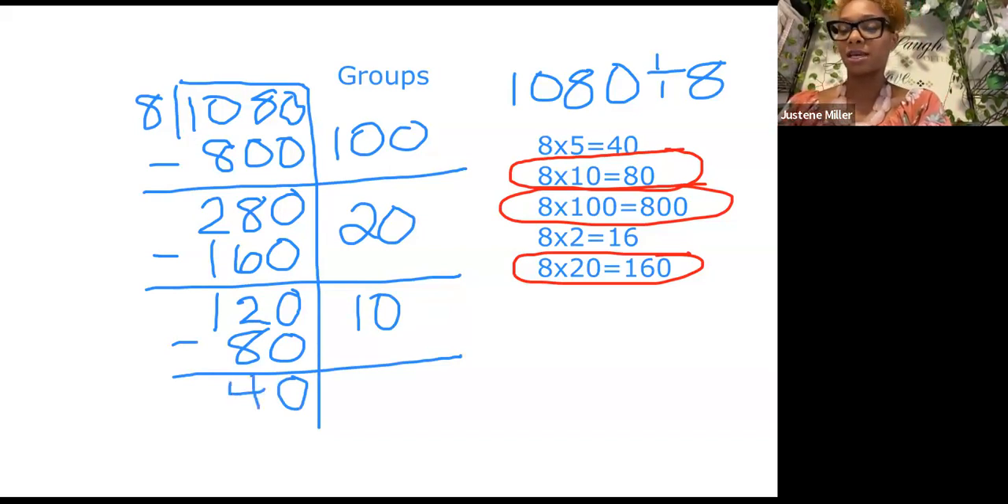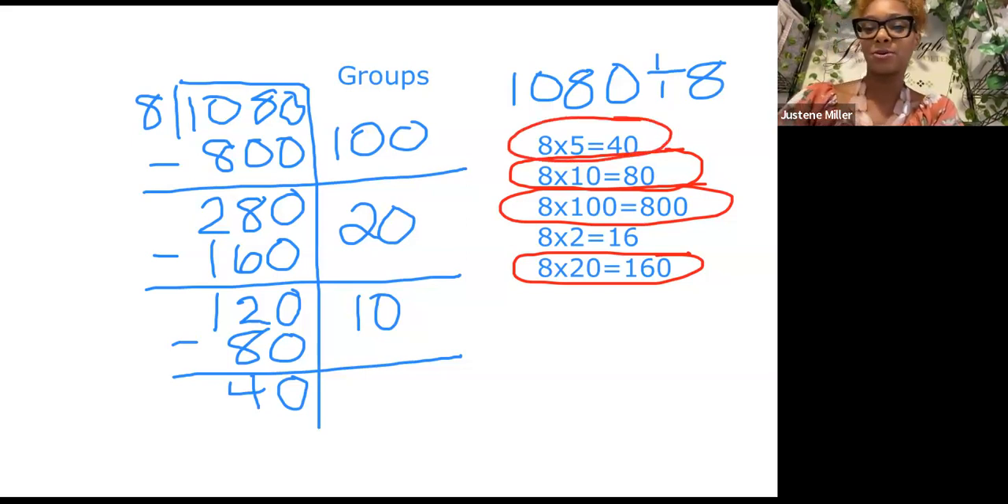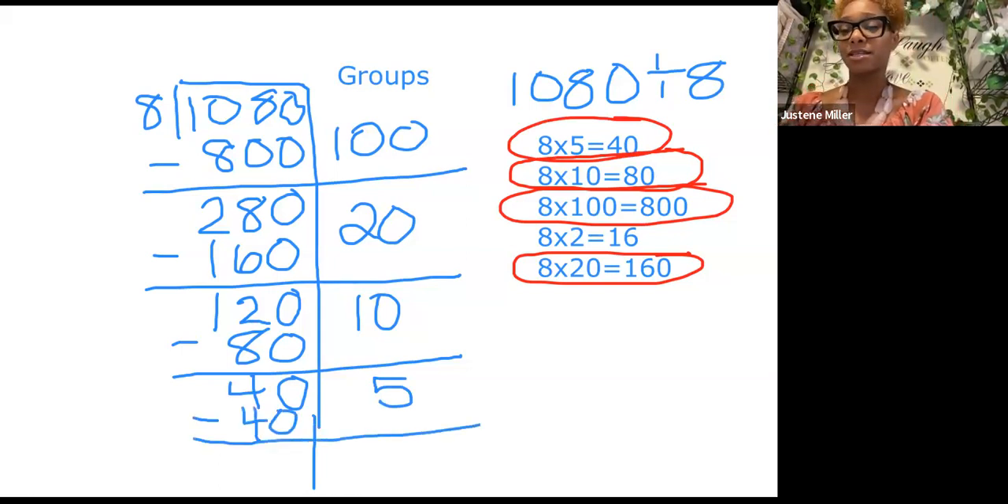Well, how many groups of 8 are in 40? Yeah, I think some of you already saw it. I can use 5 groups of 8. So on the side, I'm going to put my groups. I'm using 5 of them. And then I am going to extend my line a little bit more, and I'm going to subtract 40. 40 take away 40 is 0. And I'm done.